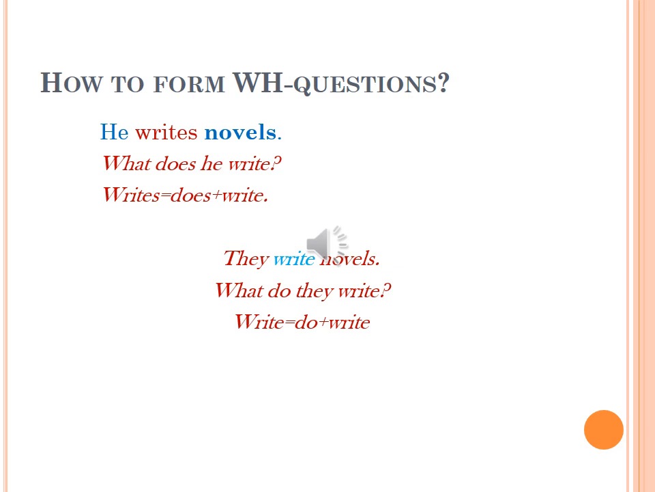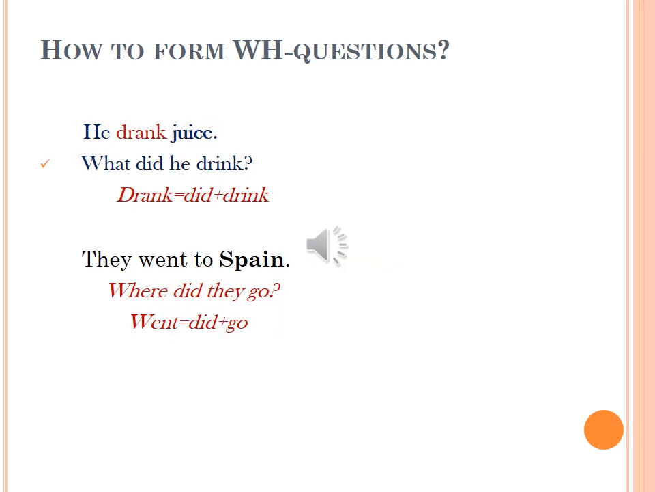And look at the next sentence. They write novels. Once again, this is in simple present tense with write as the verb. So how can we frame the question? We can divide this write as do plus write. What do they write? What is the question word, do is the helping verb, and they is the subject, and once again the main verb. What do they write? This is how you have to frame questions for simple present tense.